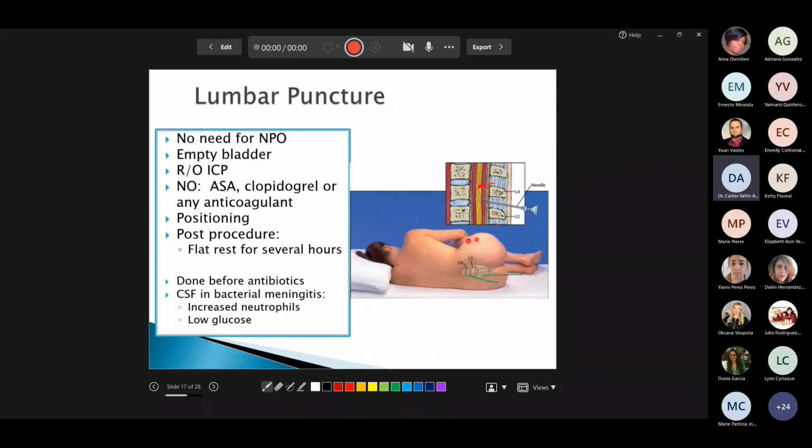The position is this position, flexion of the knees against the chest and flexion of the neck, at the border of the bed. And after the procedure, you know that the patient needs to be resting on bed flat without pillow for several hours. Why? Because liquid has been removed from here, and the liquid communicates with the head. Okay? So now the pressure of the liquid is lower than normal.